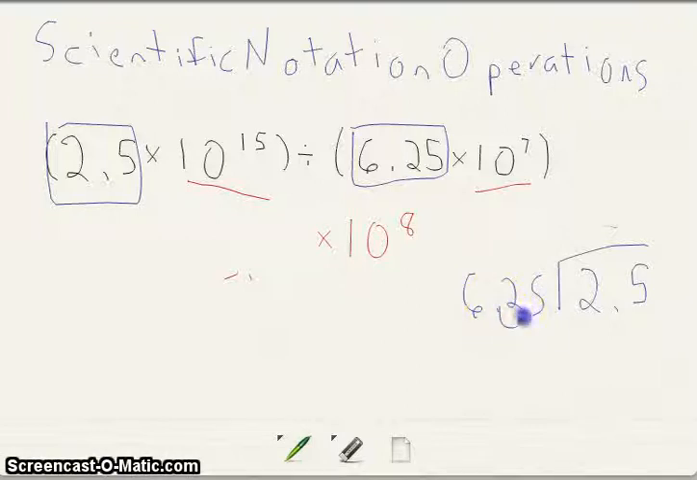Alright, so I have to move that decimal twice on the outside, twice on the inside. Bring it straight up. Well, 625 won't go into 250, so I have to add another 0. So now I have 2,500 divided by 625, which will go in 4 times.